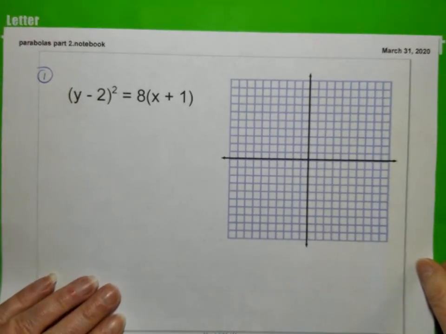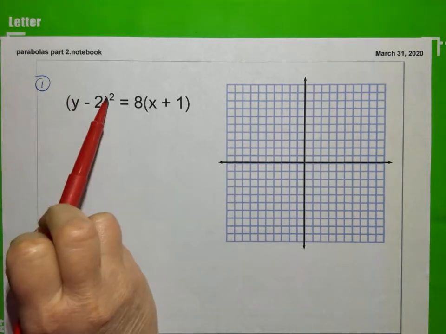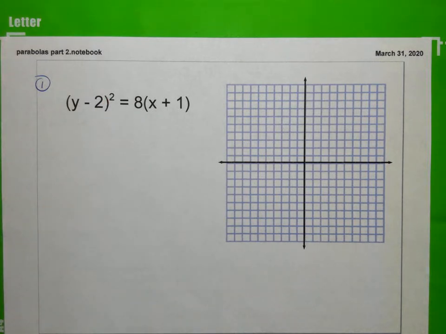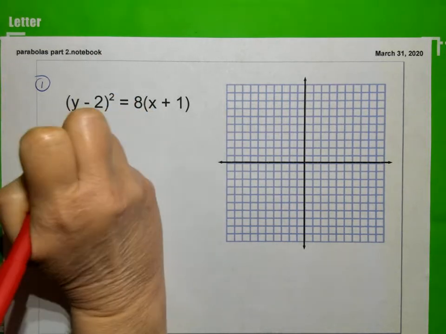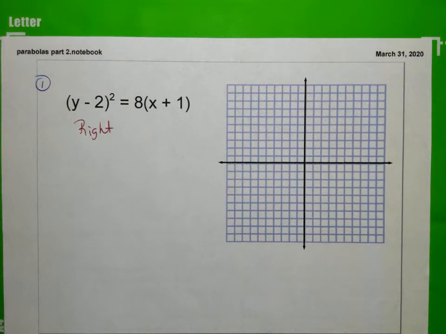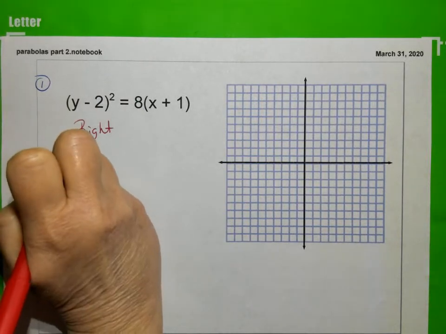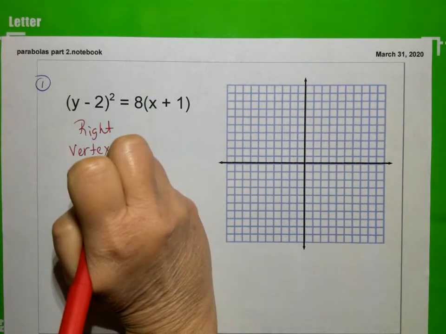So our first problem is this one. The first thing I need to do is find out which way this opens. Looking at our equations, the y part is squared. So I look over on the right side and the y part is squared. It either opens right or left. It's positive, so it's going to open right. Does that make sense to you? I hope it does. The next thing I want to do is find the vertex. The vertex is HK.